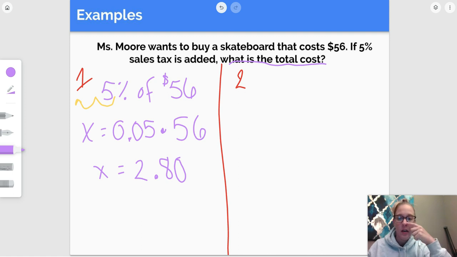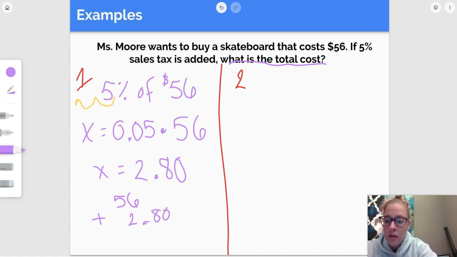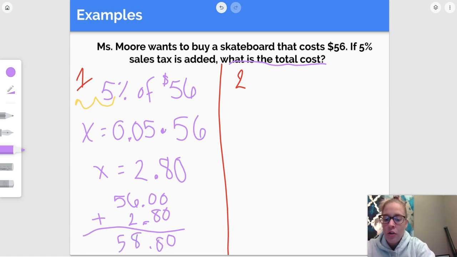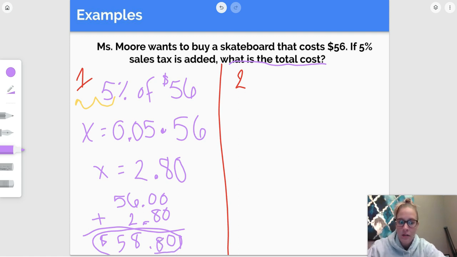Oops, went through a line a little bit. So if my sales tax is $2.80, my second step is going to be to add that sales tax to the cost of the item. So if the skateboard is $56, I am going to add $2.80. So again, you can use a calculator, but if I'm going to line it up, right, the ones place, 56 doesn't have a decimal point, but it would be 2 zeros, 8, 8, 5. So that means that the total cost of my skateboard with sales tax is going to be $58.80. Sorry, my handwriting's not the best on here.